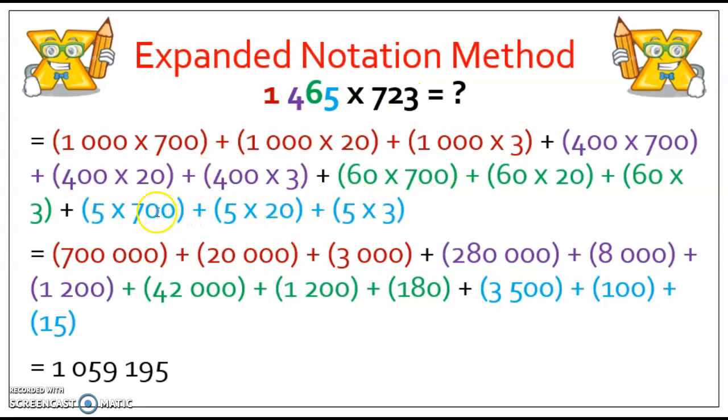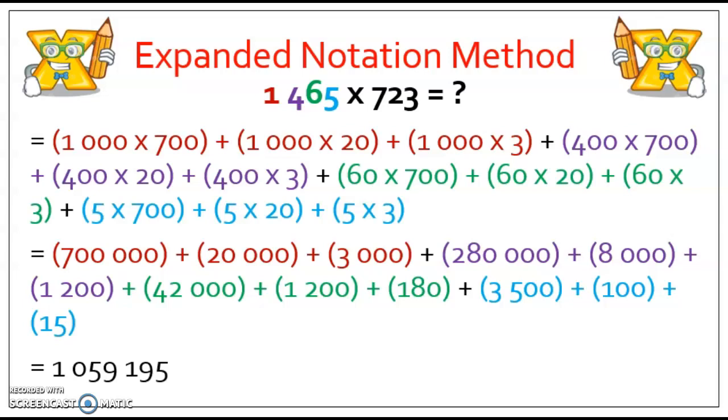So once you've got this step over here, you multiplied all your answers. They do not have to be in brackets, but you are welcome to use brackets. I like to keep all the answers together with the brackets. After you add all those answers, you should get an answer of 1,059,195.